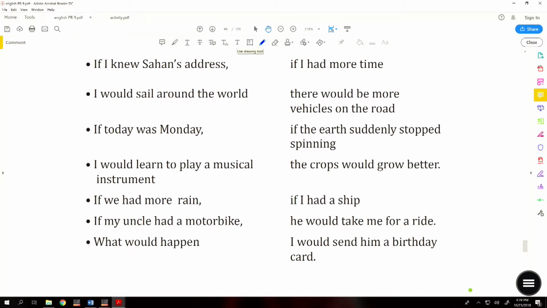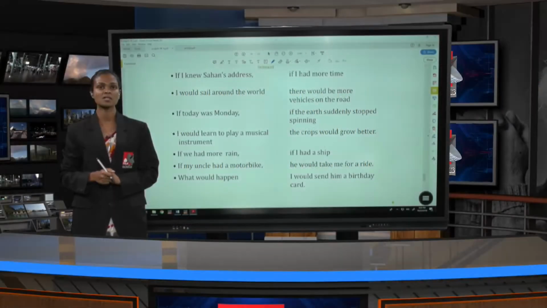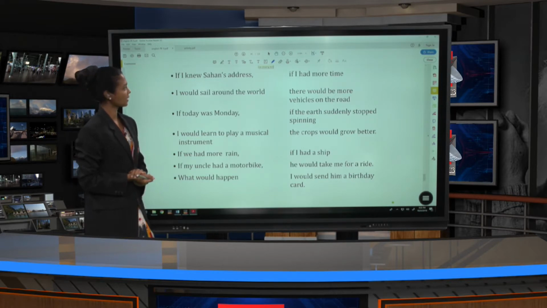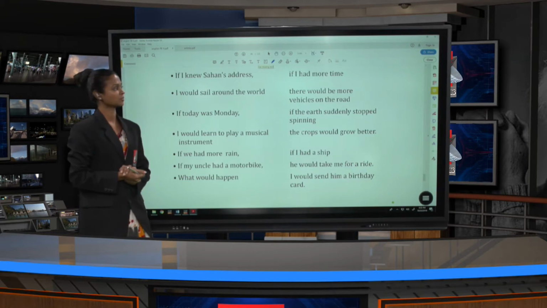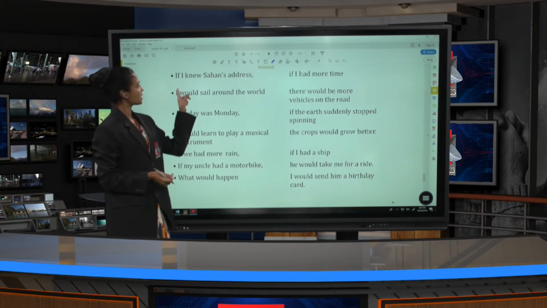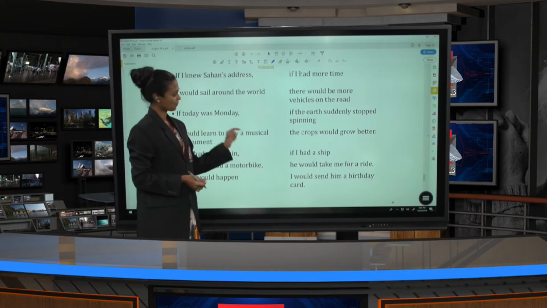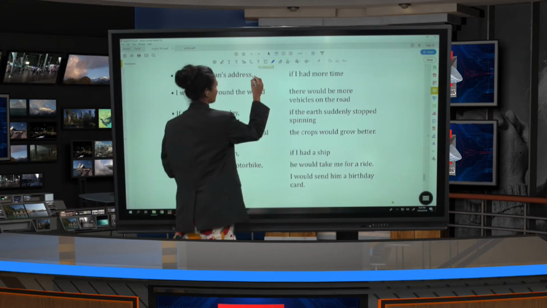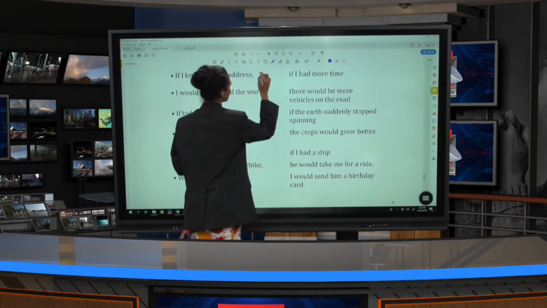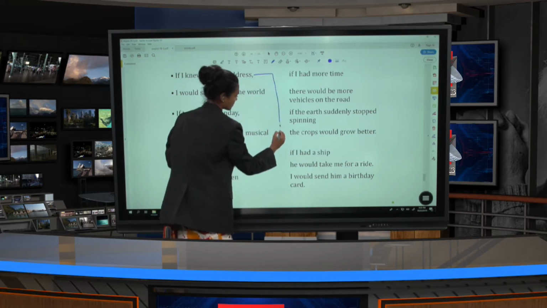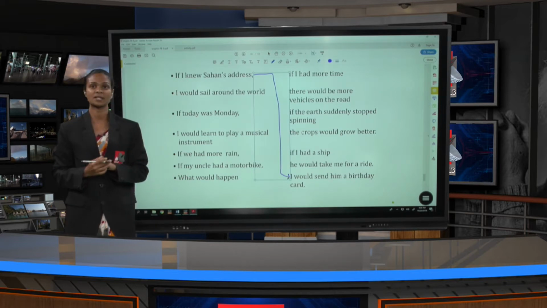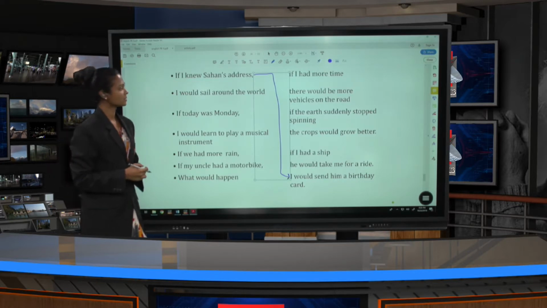Right? First, if I knew Sahan's address. If I knew Sahan's address. What would happen if I knew? I would send him a birthday card. Is that your answer? I would send him a birthday card.